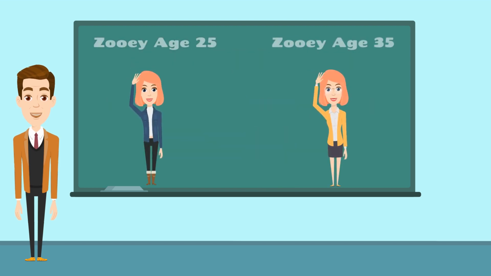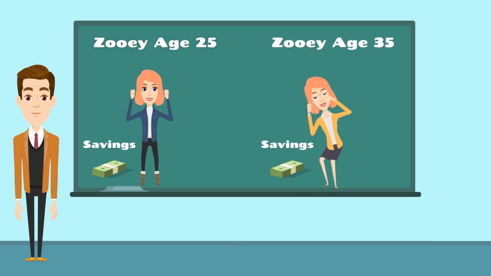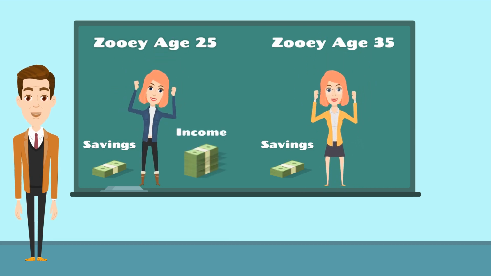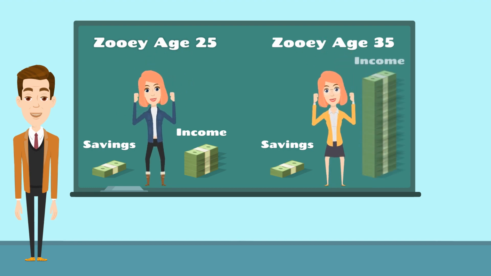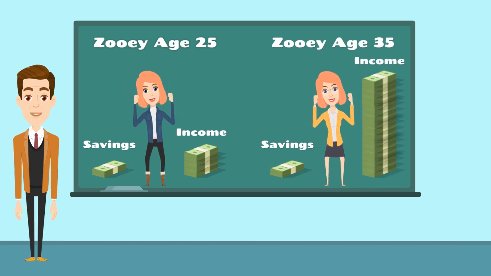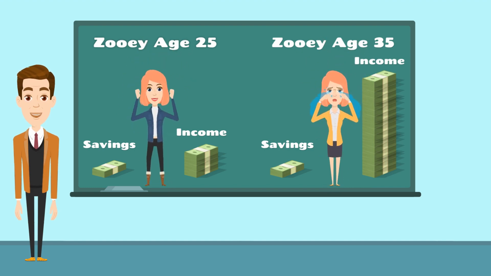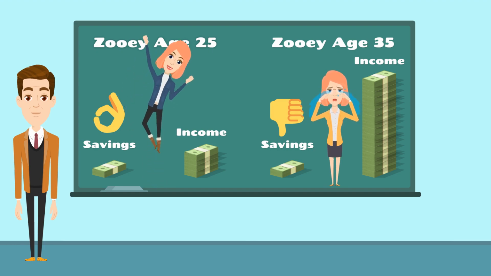Let's look at Zoe at 2 different years of her life. She saved $10,000 in each year, but at 25, she earned $40,000. And at age 35, she made $200,000. While she saved the same amount, her savings rate will tell her that she is not saving enough in relation to her income and financial situation.